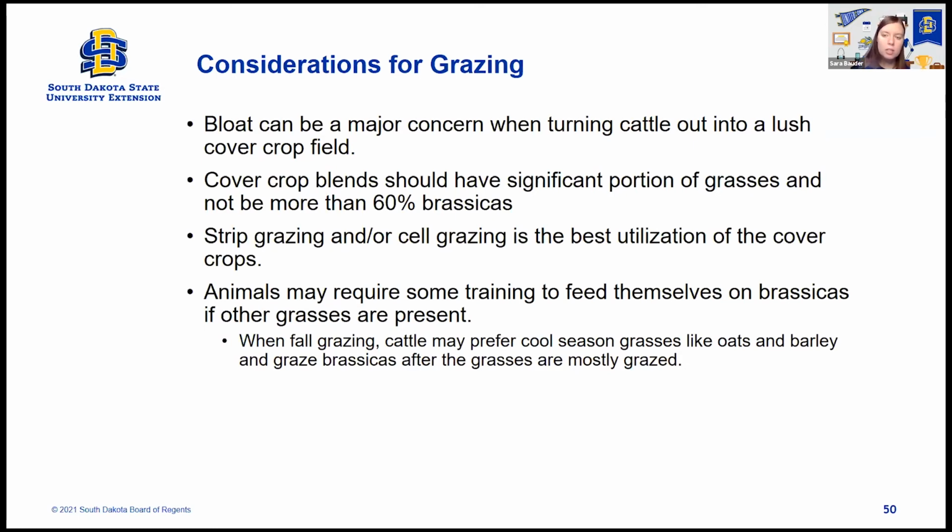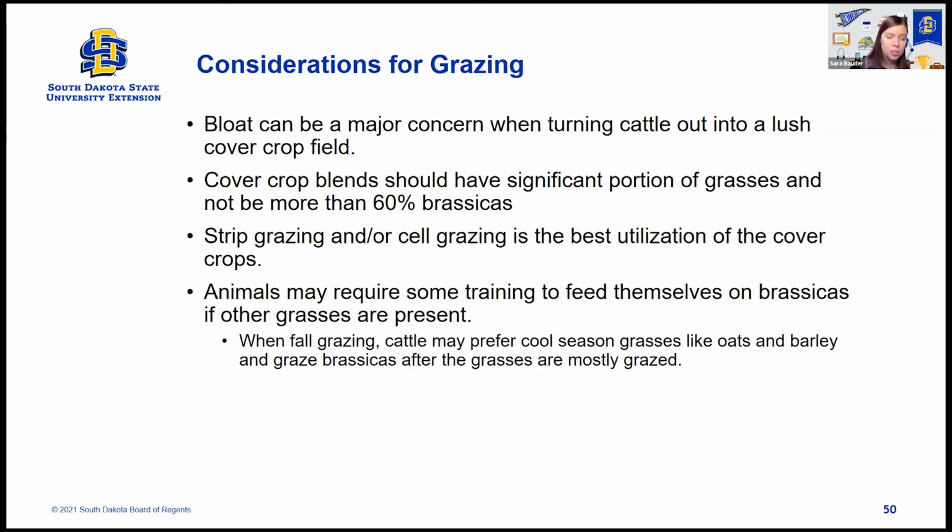Another way to do it is to ease them out there. Just like you would, slowly, a couple hours per day. You're not going to just turn them out cold if you can help it. But in a lot of situations, our cover crop field isn't close to home and we don't have the option to turn them out for a couple hours a day until they're used to the feed. So there are a few ways around that. If you have questions on bloat, you can always ask your veterinarian or an animal nutritionist or contact us and we can help you try to work through that.